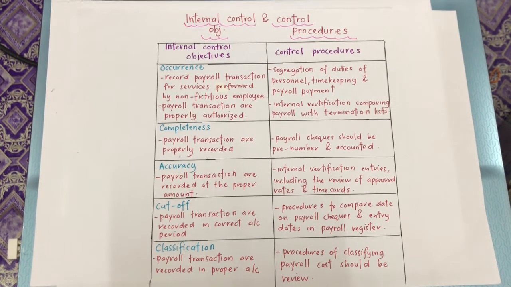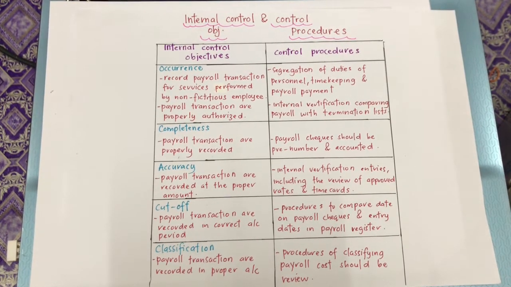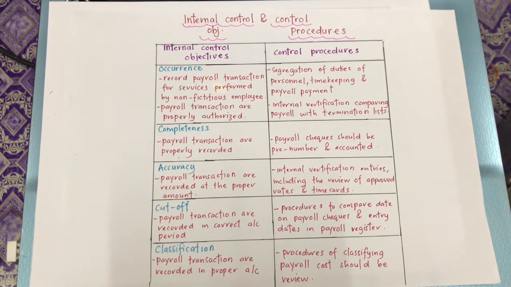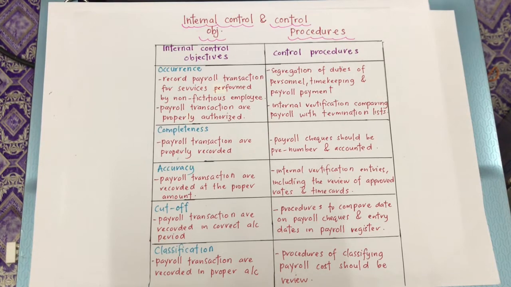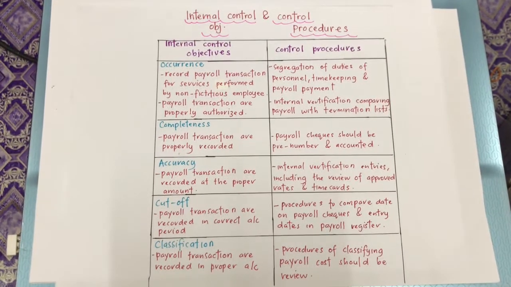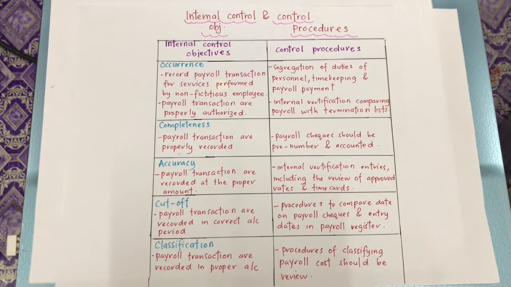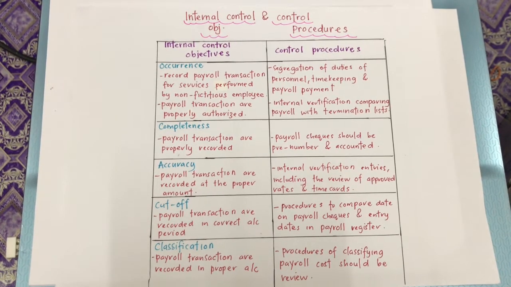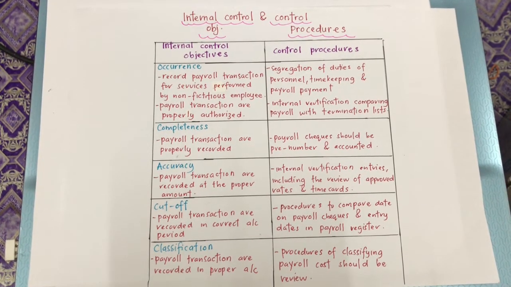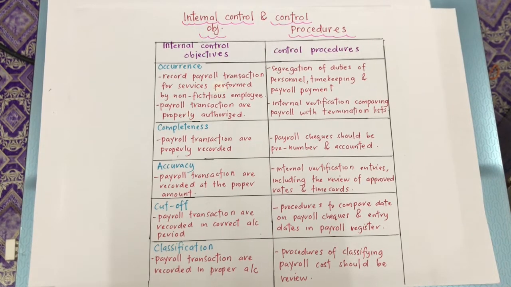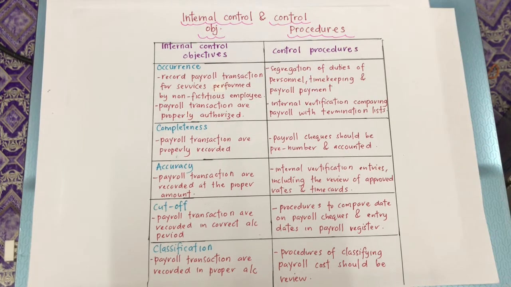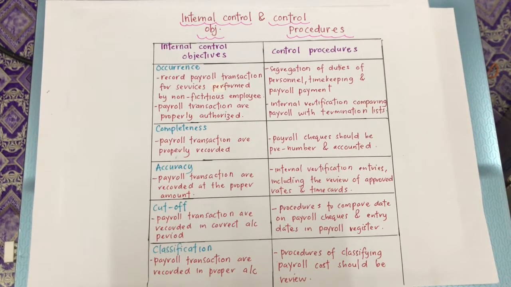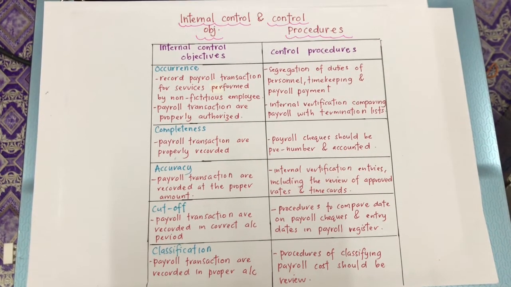For completeness, the internal control objective is that payroll transactions are properly recorded. And for control procedures, payroll checks should be pre-numbered and accounted for. The accuracy internal control objective is that payroll transactions are recorded at the proper amount. Meanwhile, for control procedures, there should be internal verification of entries, including the review of approved rates and time cards.